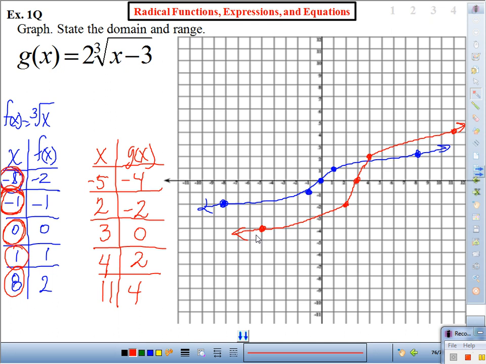Questions, comments on that process? All right, I'm going to move on to the next example, and if we have time, we'll come back to do one more of these just to get a little bit more practice, but I think we got these, yes?